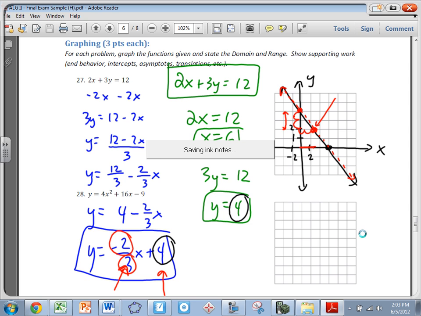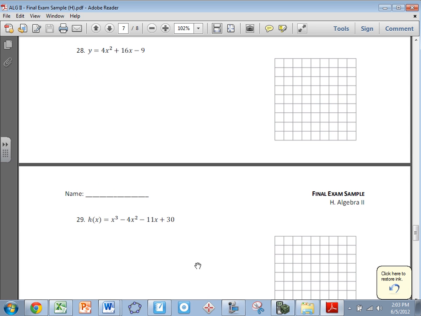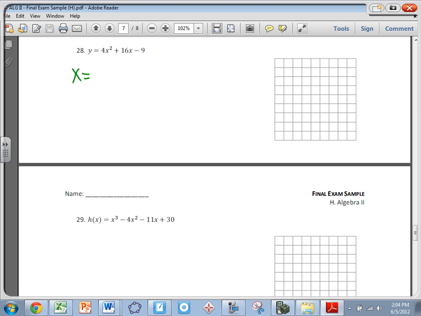Let's look at quadratics. For quadratics, depending on what form it's in, if it's in vertex form, it's pretty simple actually. This example happens to be in standard form. So in standard form, we start with our axis of symmetry, x equals negative b over 2a. Okay, we're going to get negative 16 all over 2 times 4, which is negative 16 over 8, or simply negative 2. That's my axis of symmetry. So already I know that my axis of symmetry is about negative 2.